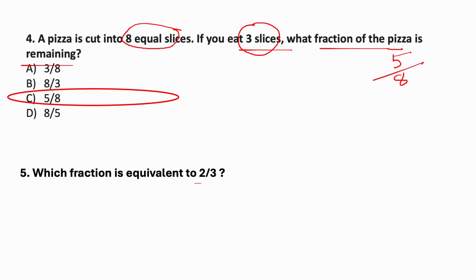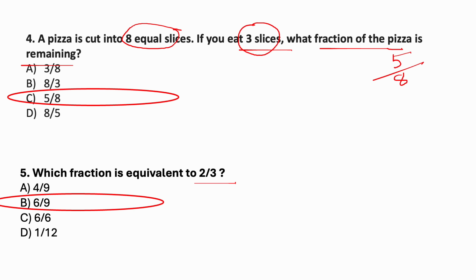Next one. What fraction is equivalent to 2 by 3? Options are 4 by 9, 6 by 9, 6 by 6, 1 by 12. When you multiply or divide the numerator and denominator of this fraction by the same number, you will get equivalent fraction. Here, answer is 6 by 9. See, now the fraction is 2 by 3. When you multiply both numerator and denominator by 3, what you will get? 2 into 3 is 6. 3 into 3 is 9. So 6 by 9 is an equivalent fraction.